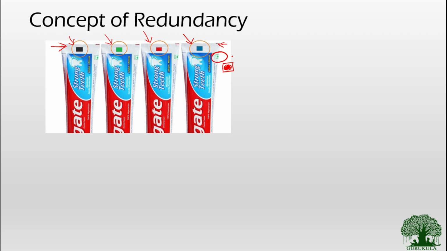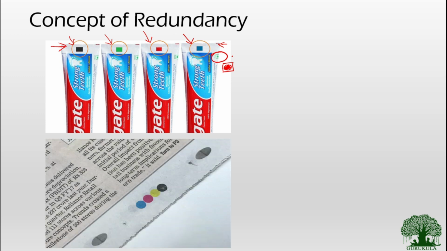We have nothing to do with this in communication networks. The point I am trying to drive home here is that the concept of redundancy is nothing but the addition of information to the existing data units. Alright, let me put up another example. Have you ever seen these colorful dots at the bottom of the newspaper that we buy every day? What are these colorful dots used for?